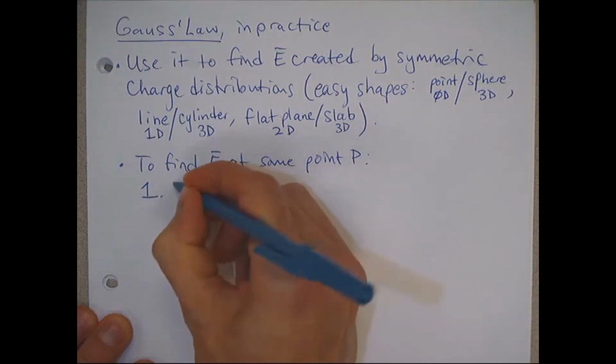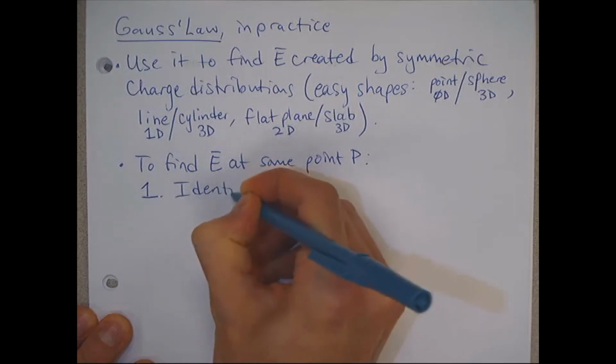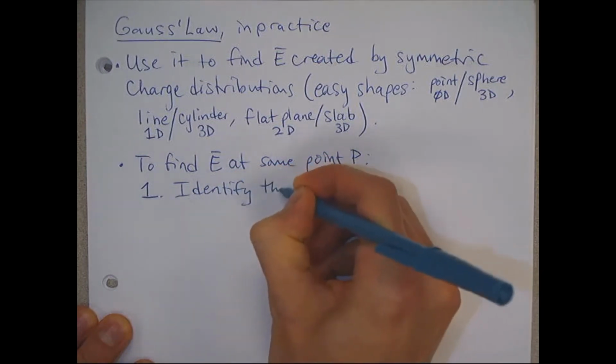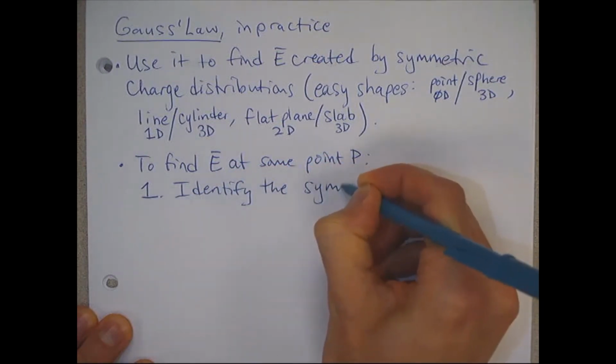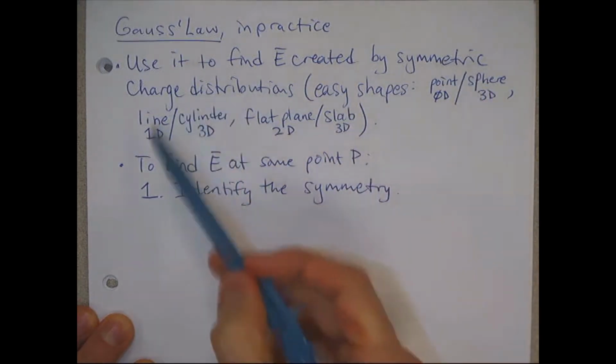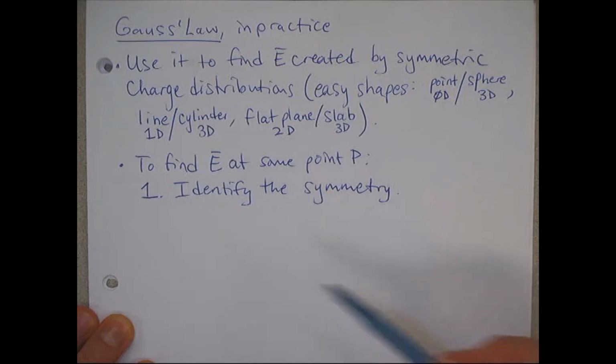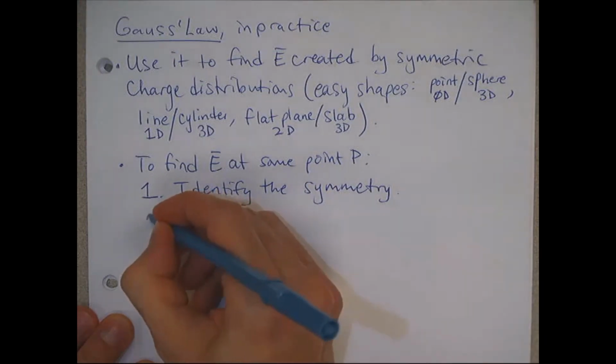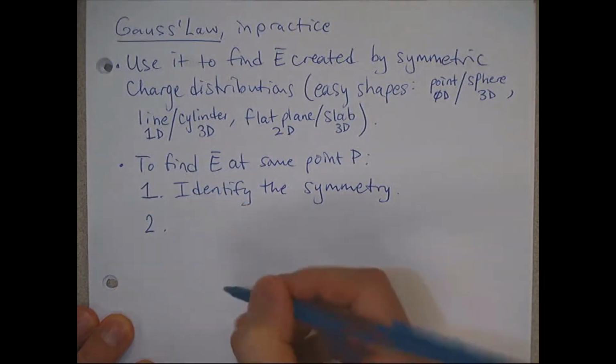To find the electric field at some point P, follow these steps. First, identify the symmetry. If it doesn't fall under one of these three categories, you cannot use Gauss's law to solve for that electric field.